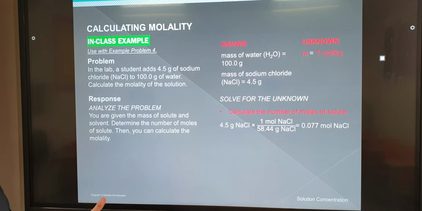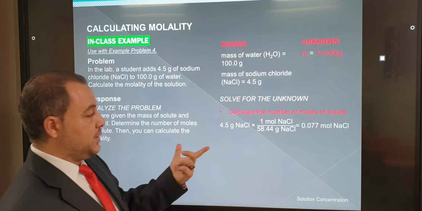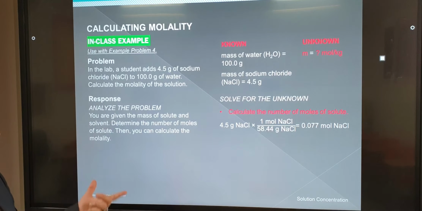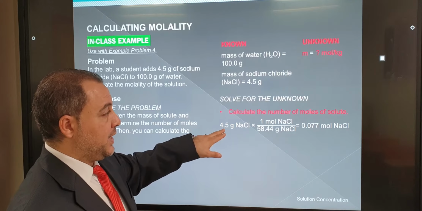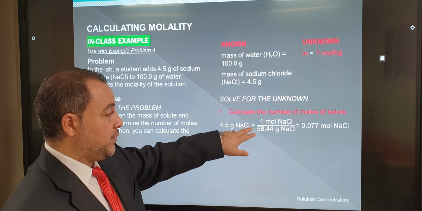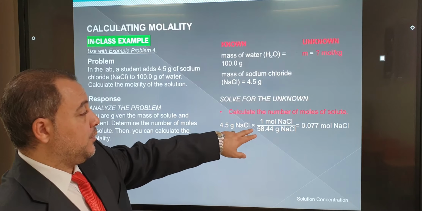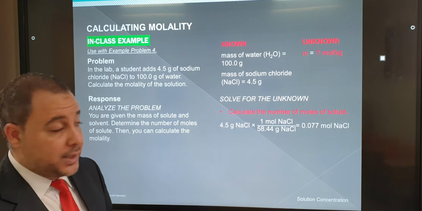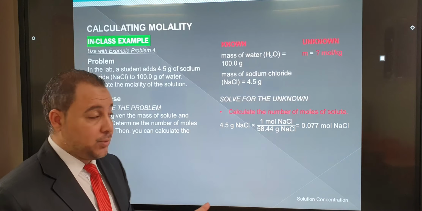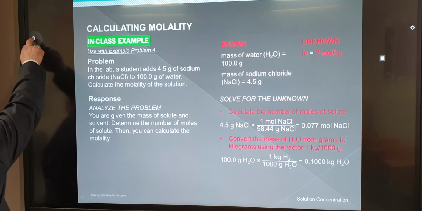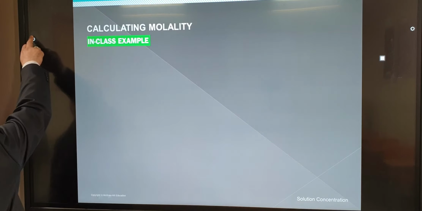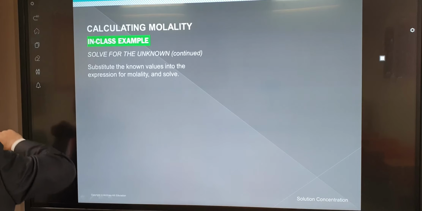Number of moles equals mass of substance divided by molar mass. The mass of NaCl equals 4.5. We have a molar mass of 58. The molar mass of sodium chloride, as we said before, we made a revision before. Molar mass equals what?